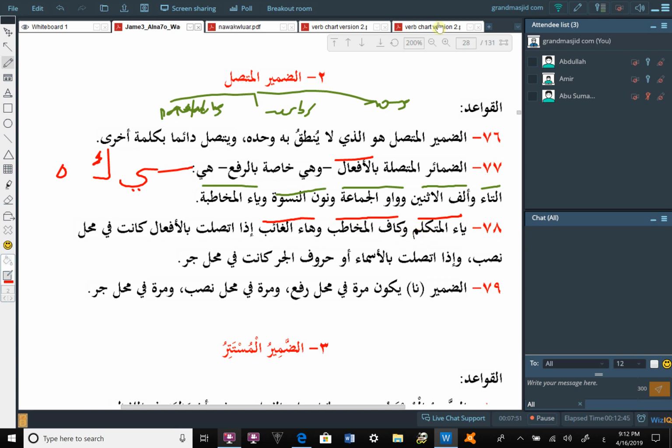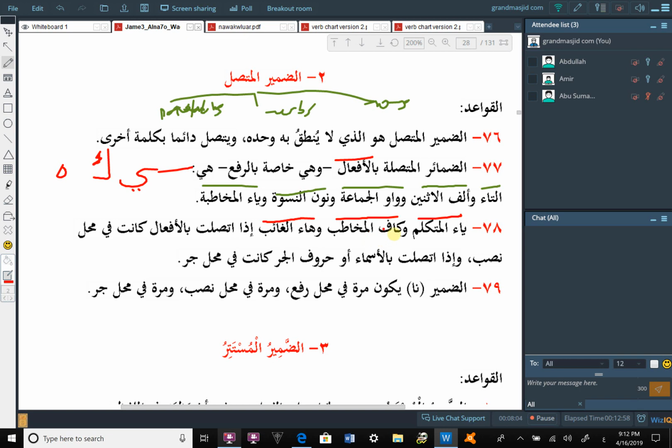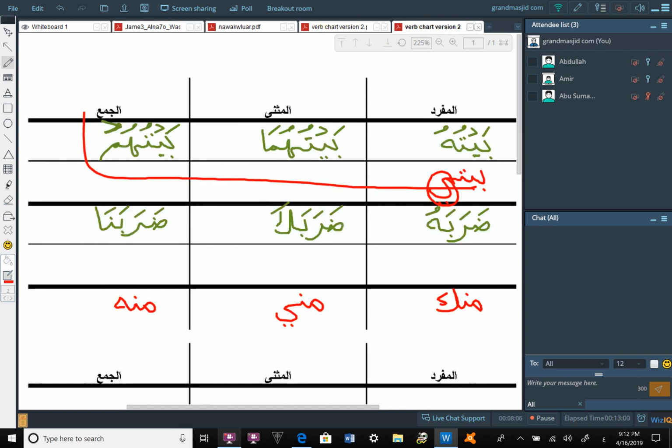So if I said bayti, here's the ya al-mutakallim, the one who is doing the talking. And if I said baytuka, or baytuhu, as I have up there already. Baytuhu.